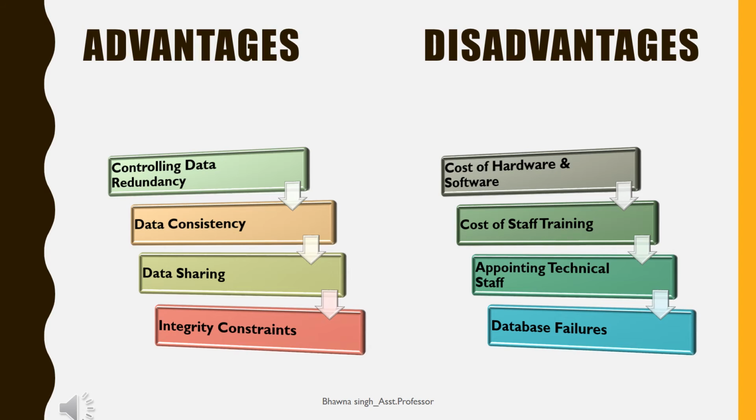Then cost of staff training, because DBMS is a very complex system, so training for the users is required so that they can use the DBMS system very effectively. And we need to appoint technical staff, because we need trained or skilled persons like database administrators to handle and manage all the database, which costs a little bit. And there is some chance of database failures also, because all the data is stored at one place only, and if due to some power failure or something our data is corrupted, then we may lose our data and the whole system crashes.